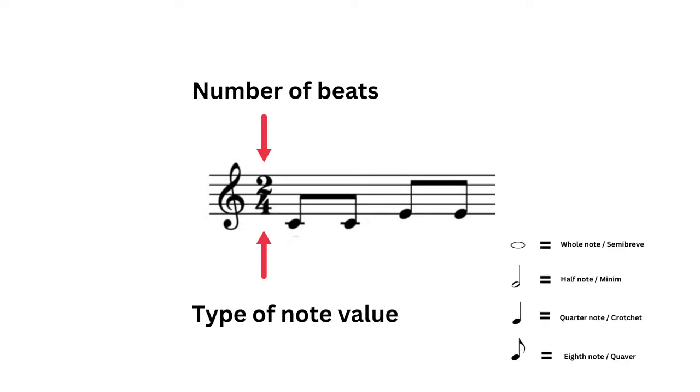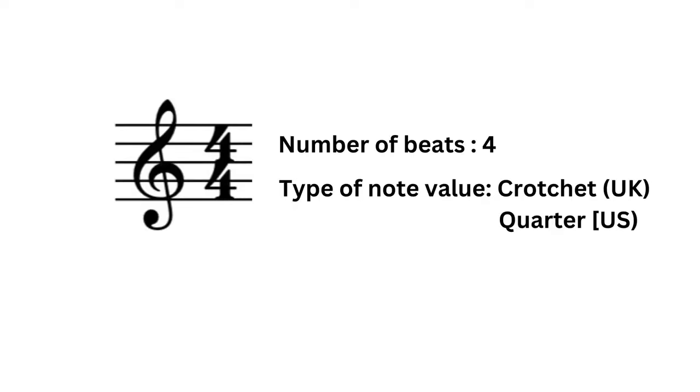In Lesson 1, we mentioned types of note value, for example, semibreve, minim, crotchet, quaver, and semiquaver. Now let's take a look at some common time signatures. 4-4 time. This is the most common time signature in music. It means that there are four beats in a measure, and each beat equals a crotchet.